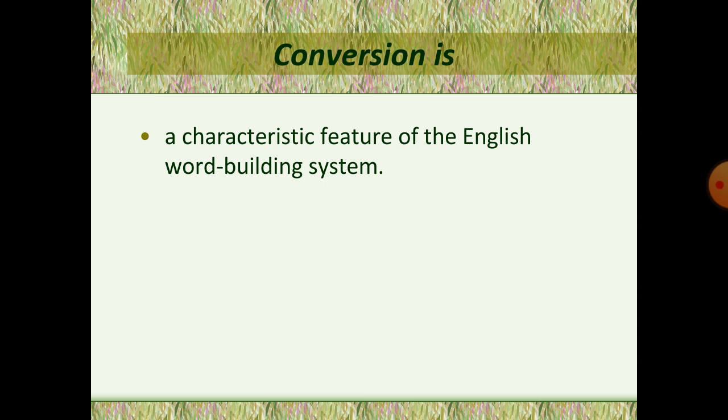Conversion is a characteristic feature of the English word building system. Conversion is treated differently by different scientists. Conversion is a highly productive way in the English word stock. Conversion consists in making a new word from some existing word by changing the category of a part of speech, the morphemic shape of the original word remaining unchanged. For example, nurse to nurse, hand to hand, face to face.